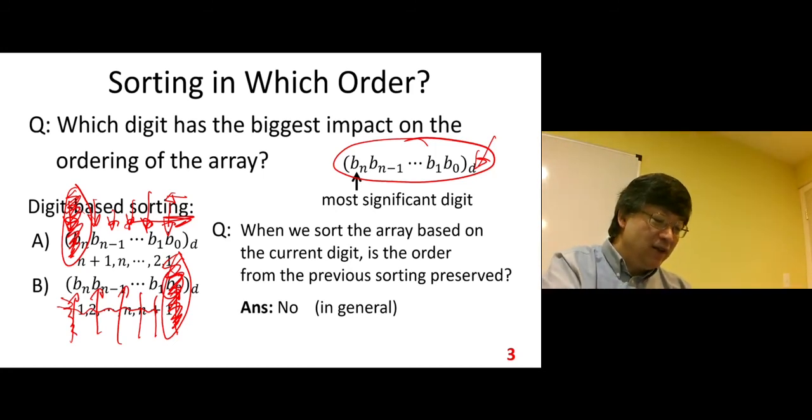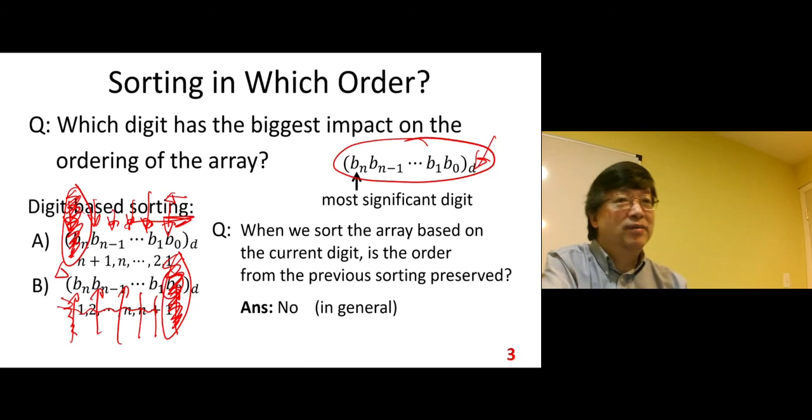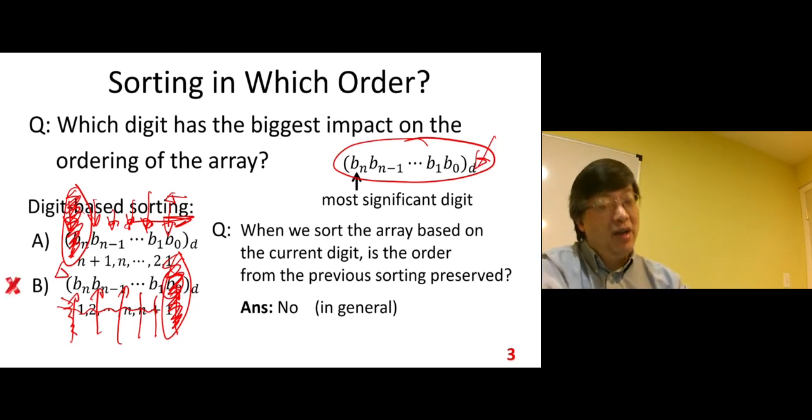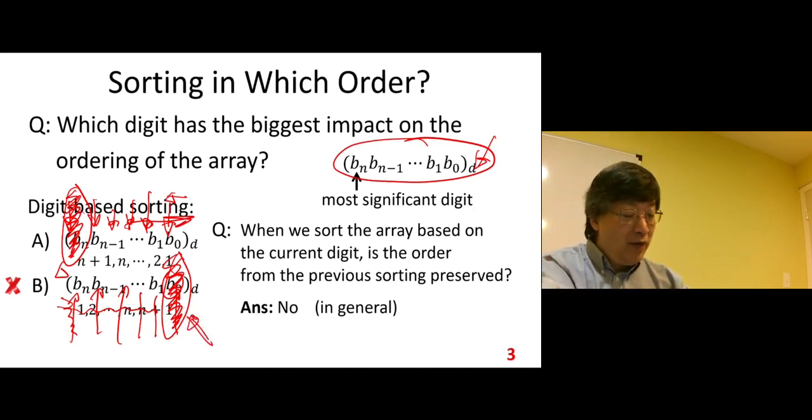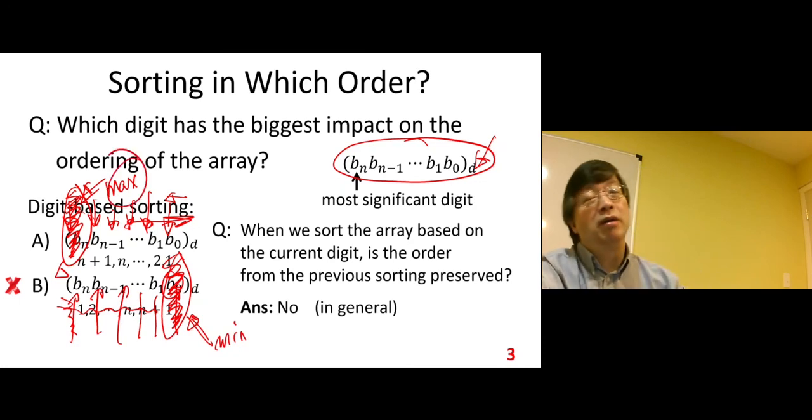Definitely the most significant one. Not the least significant one. Least significant, because it has the minimal impact to the whole order, right? The most significant has the maximum impact, and this has the minimal impact. Definitely you want to pick the maximum impact, right?